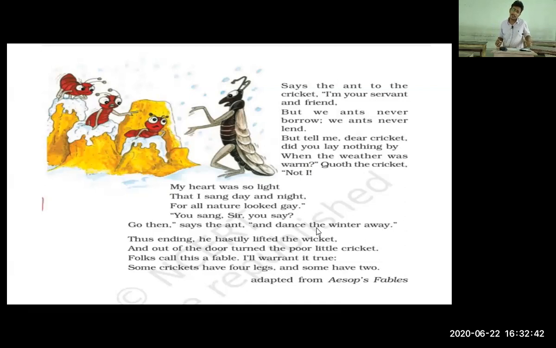And the ant is talking to the cricket that, yeah, I'm your servant and friend, but we have a policy. We neither borrow nor lend. We have this policy, so I cannot actually help you because we don't have this kind of attitude to help someone. We neither borrow nor lend. And the ant is asking, oh, you didn't even store a single piece of grain in that summer season?